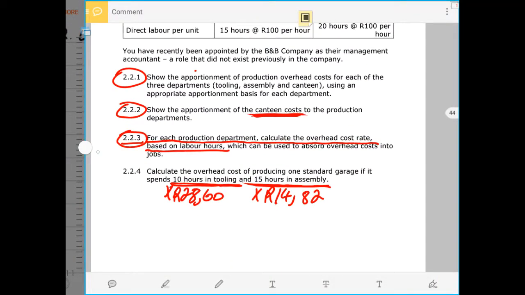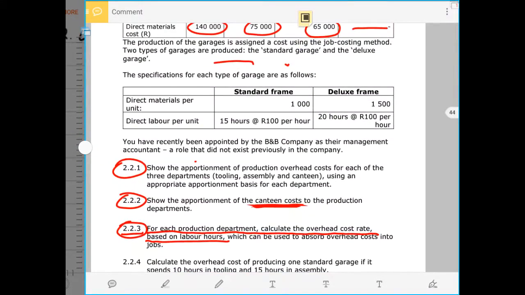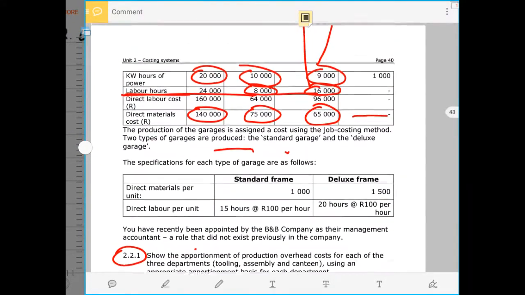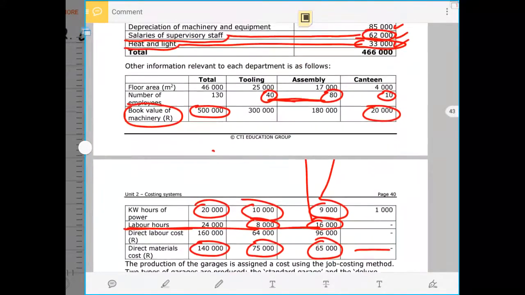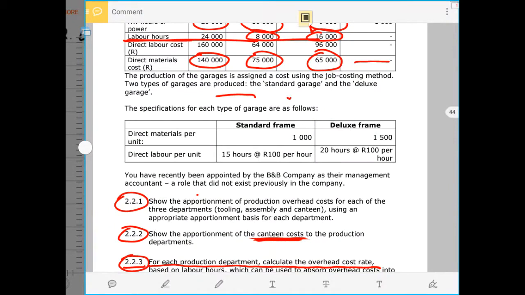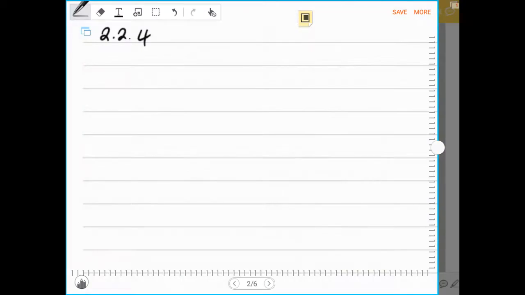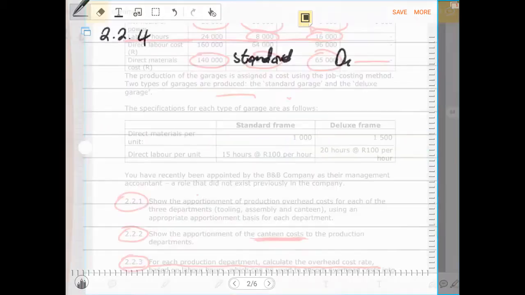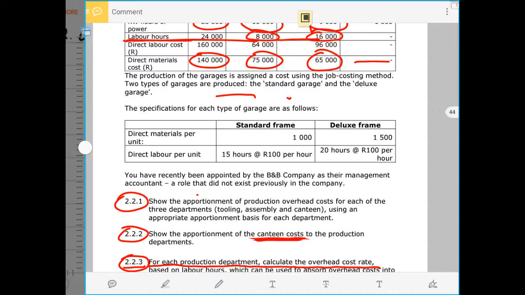We are doing 2.2.4, yes. Then now we are calculating the standard frame and Urex garage. Then now we have to calculate the cost for the units, standard and Urex garage, standard and Durex.